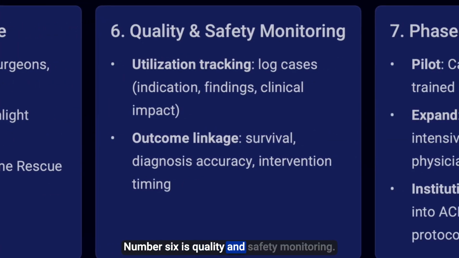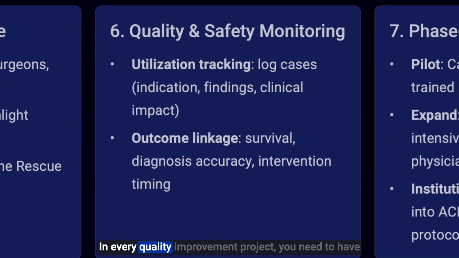Number 6 is quality and safety monitoring. In every quality improvement project, you need to have a way of evaluating the success of the intervention. So by logging cases by indication, findings, and clinical impact, you can track over time how influential this service is to improving patient care in the hospital, and also assess for outcome linkage. Did this improve patient survival, diagnostic accuracy, time to intervention as well?